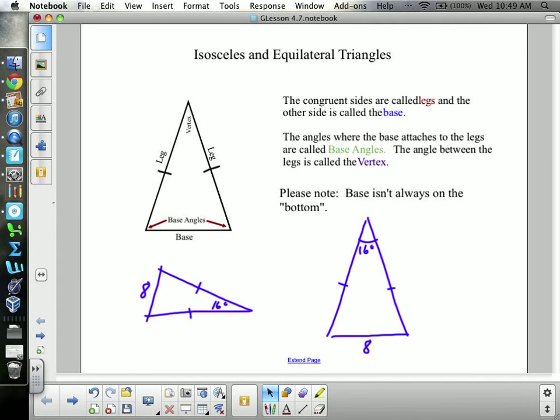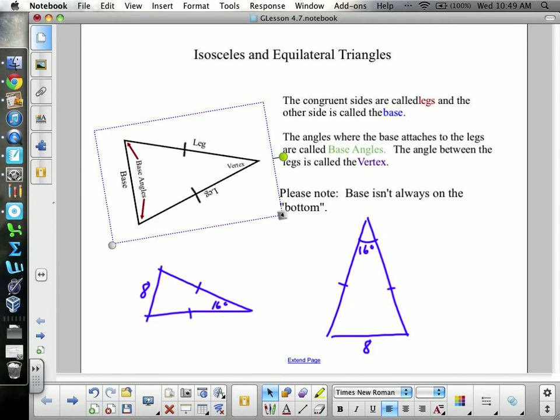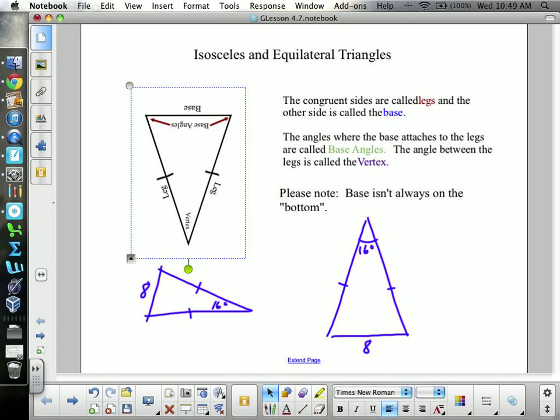I think I grouped this picture. Yeah. If I rotate this thing this way, this side is still the base even though now it's on top. So don't get hung up on base meaning bottom. And like I say, that's a theme that'll follow us basically for the rest of the year. In geometry, many things have bases, but base doesn't always mean the bottom of it.